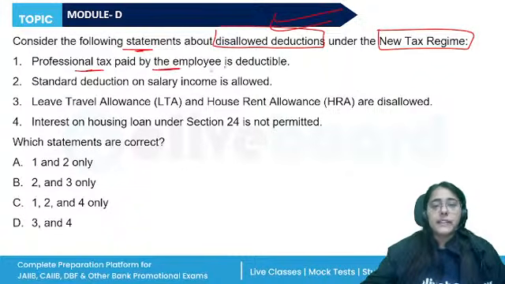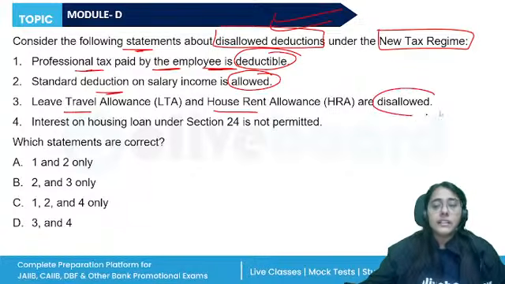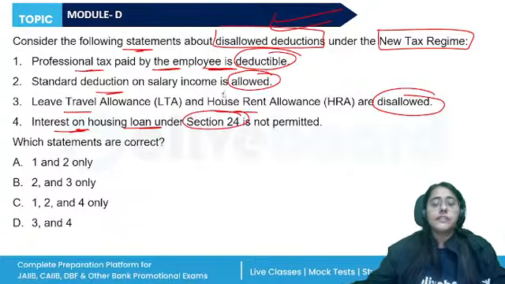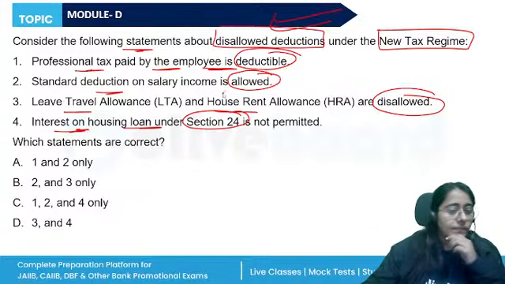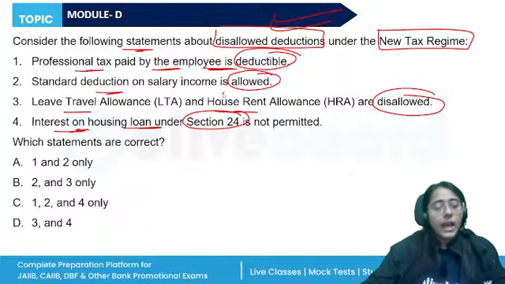Professional tax paid by the employee is deductible. Standard deduction on salary income is allowed. Leave travel allowance and house rent allowance are disallowed. Interest on housing loan under section 24 is not permitted. Which of the following statements are correct? B, 2 and 3. Standard deduction on salary income is allowed in the new tax regime.